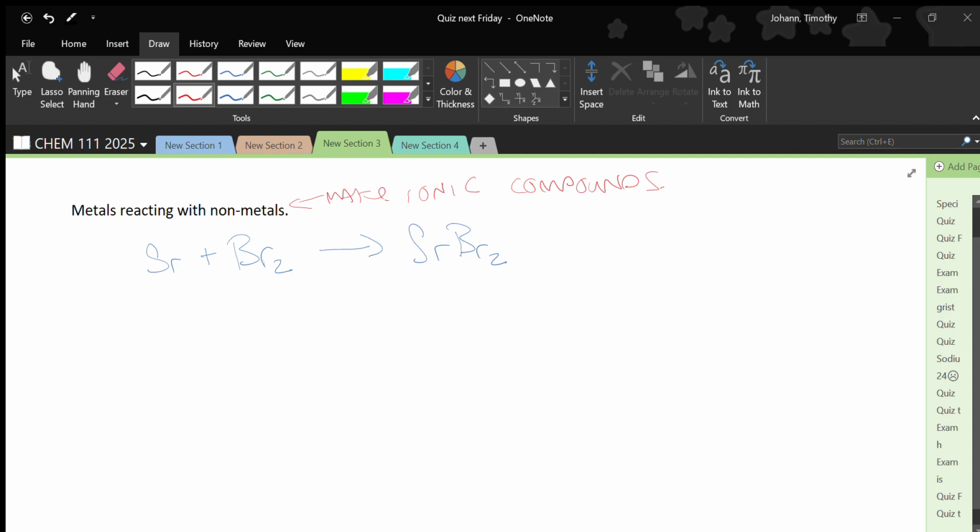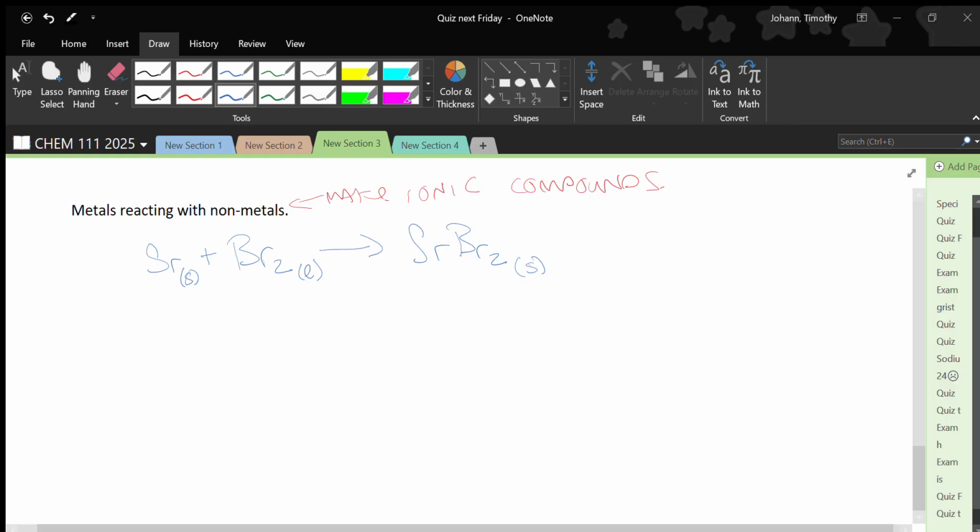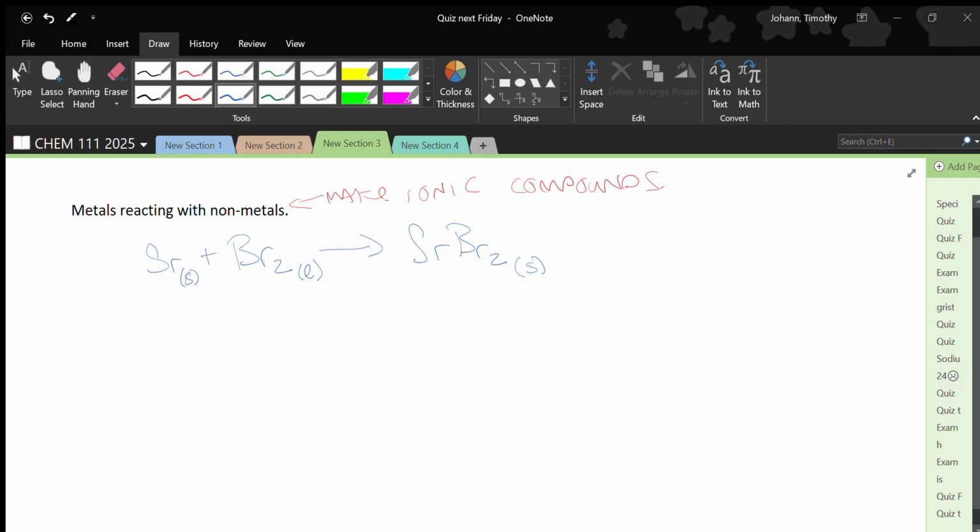Okay, so we're going to make ionic compounds whenever we have a metal reacting with a non-metal, or generally. I wanted to put states on here. Strontium is going to be a solid over here, and then this is going to be an ionic compound. Bromine is a liquid. I'm going to call the ionic compound a solid, so we'll get the ionic compound in the bromine liquid. All right, if that ended up being dissolved in water, it could be aqueous.